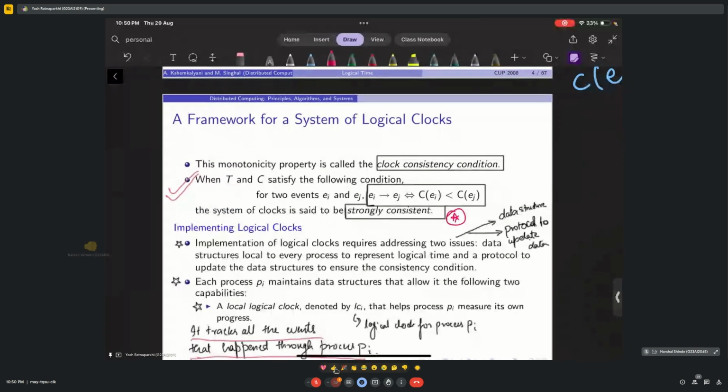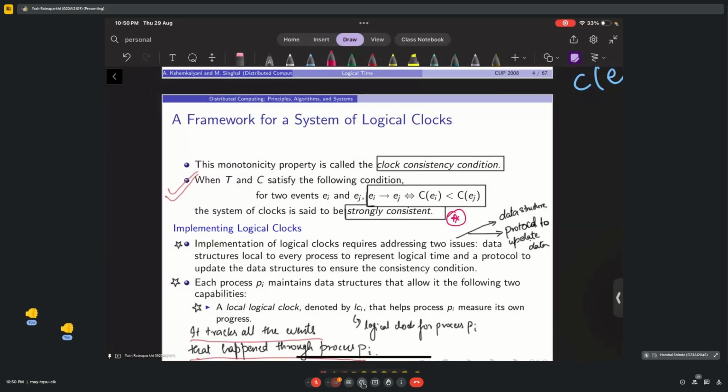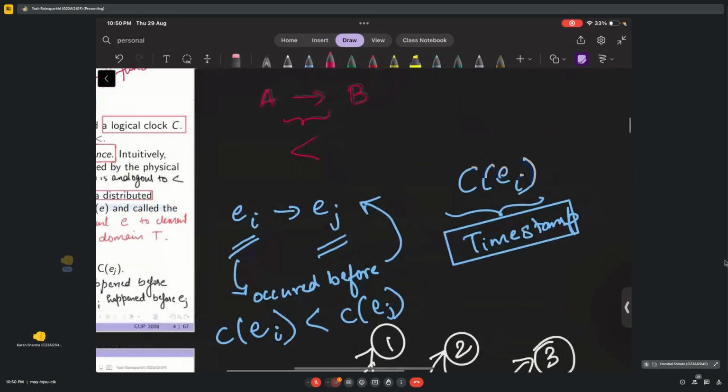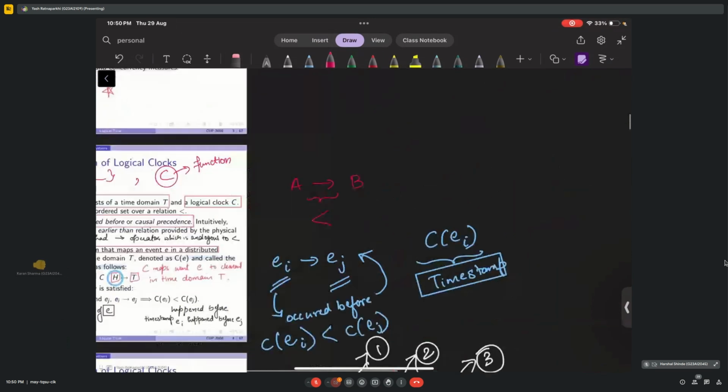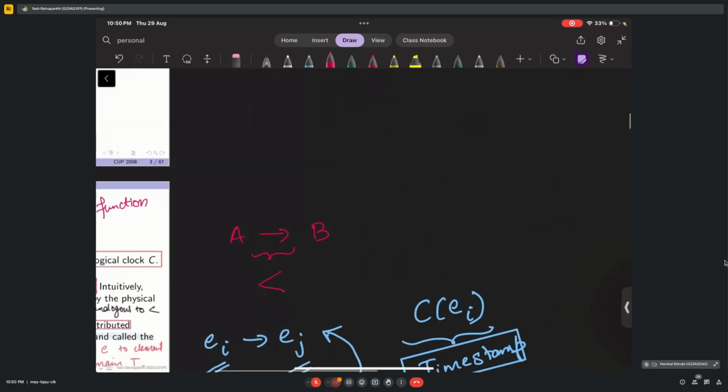Perfect. Can you please come again? Yeah, okay, I'll come again. Tell me one thing. I'll give you some of the mathematical notations here. This is known as implies. If I am writing Ei happens before Ej, this implies that C of Ei is less than C of Ej. It means that if this happens, then this will also happen.